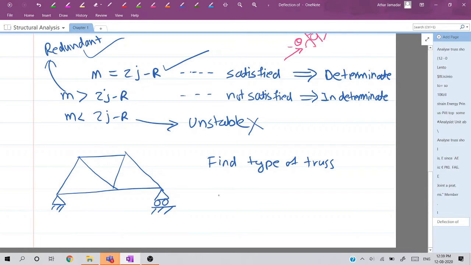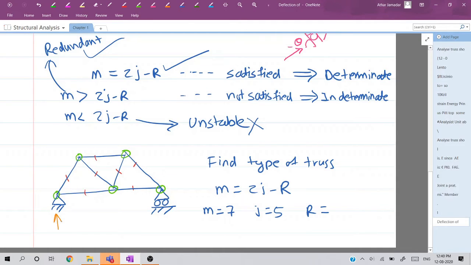We know that the formula is M = 2j - R. So 7 members are there. If you count the number of members, it will be 1 2 3 4 5 6 7. Number of joints I will show by green color. So this will be 1 2 3 4 5. So 5 joints are there.